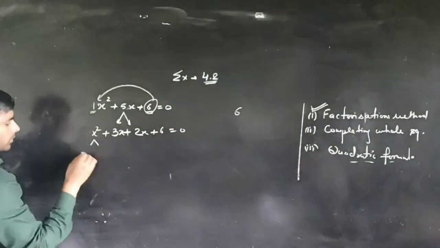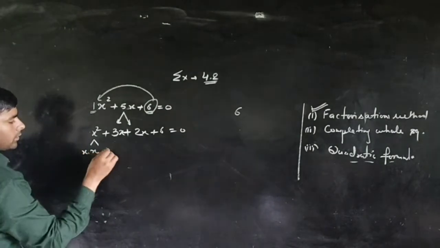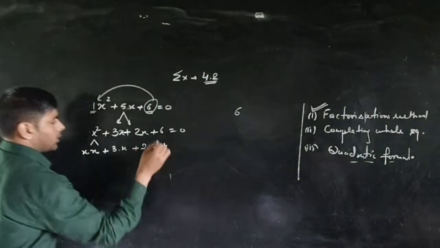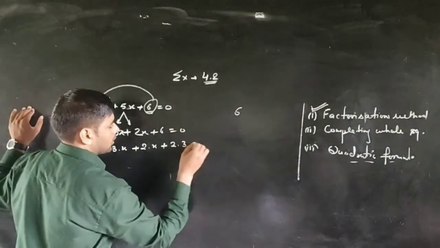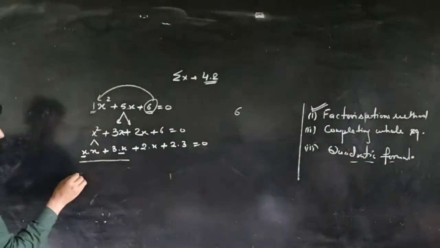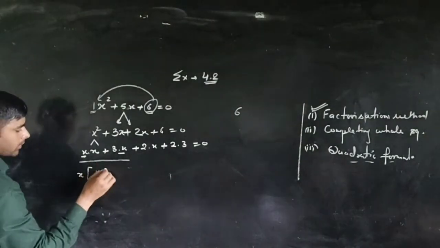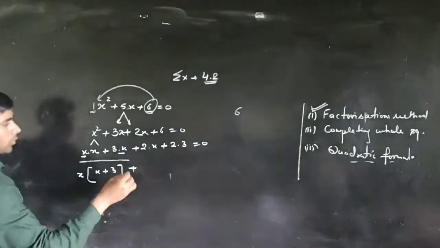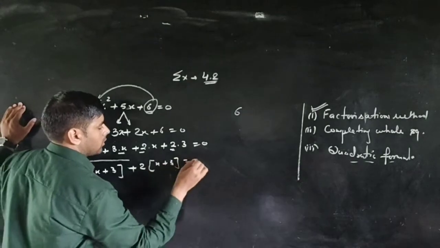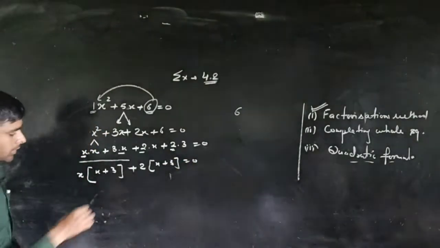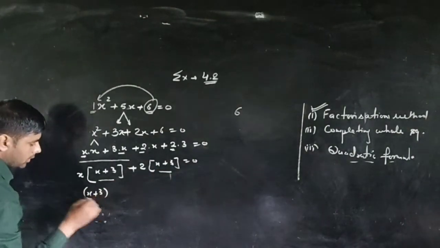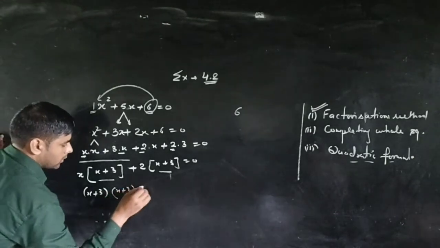You can write x square as x times x, 3x as 3 into x, 2x as 2 into x, and 6 as 2 into 3. Now take x common from the first two terms, leaving x plus 3. From the last two terms, 2 is common, leaving x plus 3. Now x plus 3 is also common, so we get x plus 3 times x plus 2 is equal to 0.